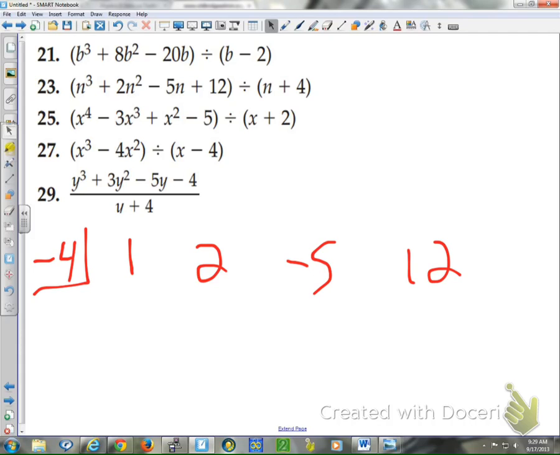Now this one's not missing any terms. It goes nicely straight downhill. Third power, second power, first power, no power. So we aren't missing anything, so we don't have any zeros. Drop your first one.